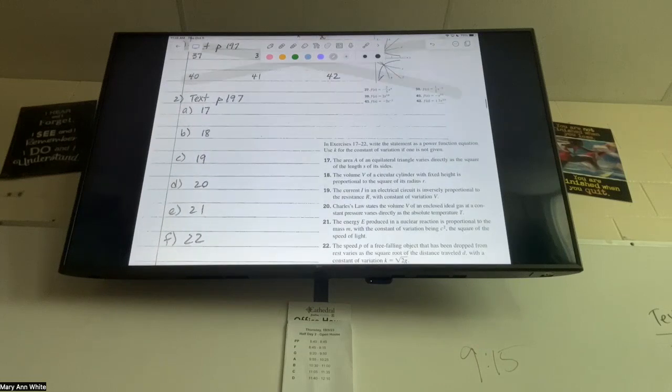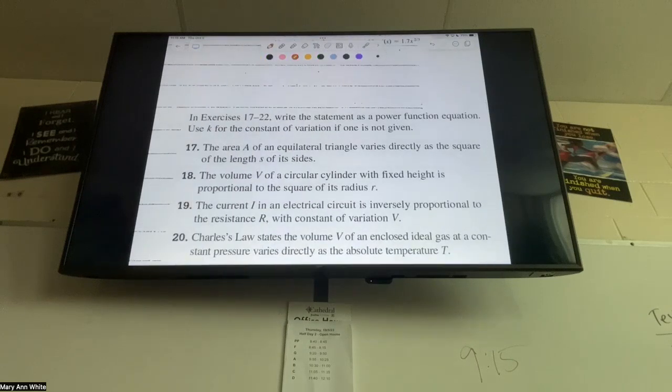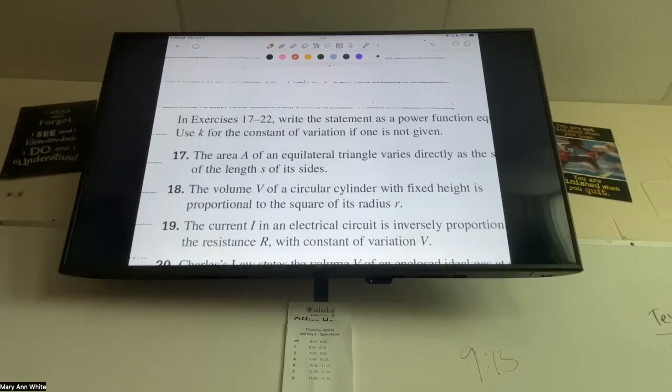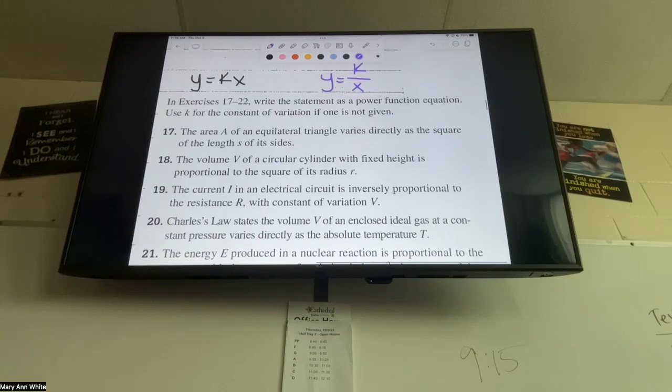Number 17 through 22, these all say write the statement as a power function equation. Use k as a constant of variation if one is not given. Okay, they're all power functions, but they are all going to go with either our direct variation, which is y equals kx, or our inverse variation, y equals k over x. So they're all going to follow one of those patterns, and it's going to tell us in the directions, okay? Okay, so it tells us the first one. If it doesn't give us a constant for variation, we're going to just use k.